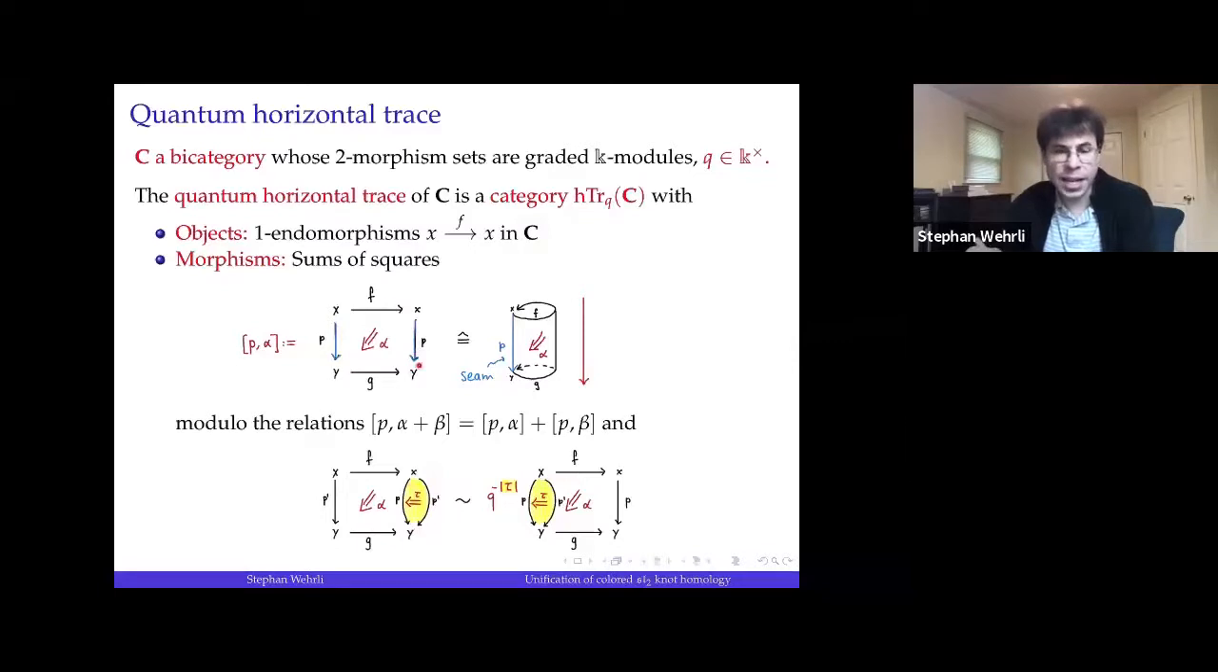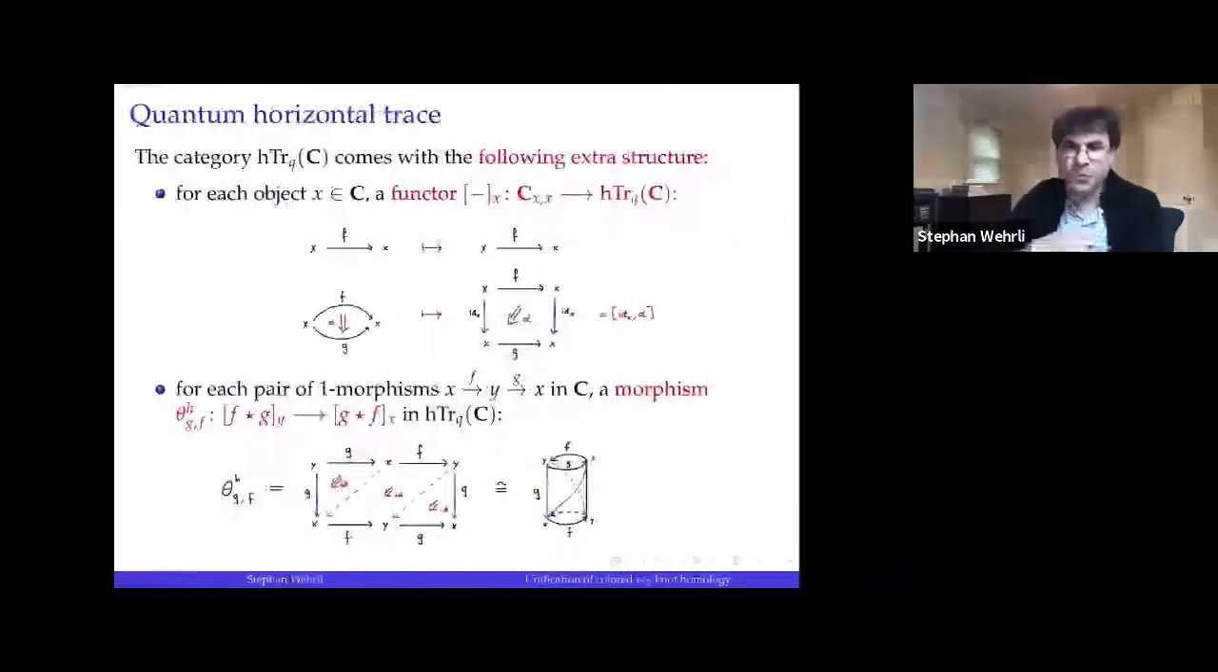If you make this identification, then you get a cylinder. So over here, we now just have one copy of P, which comes from these two copies of P, and you can think of this as the seam. So this would be like a morphism from F to G, and the composition in this category is just given by stacking such pictures on top of each other. So that's the definition of the quantum horizontal trace. And it's kind of a categorified trace, a categorification of the notion of a trace of a category. And it comes with some extra structure.